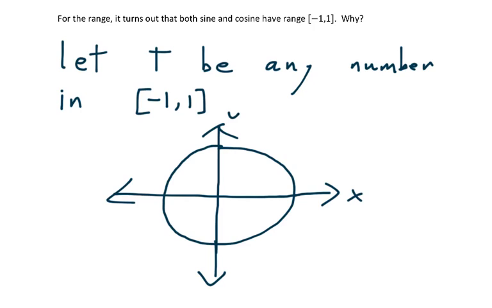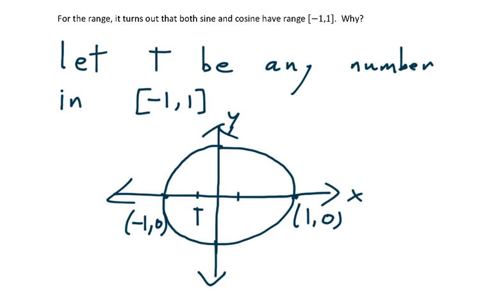Okay, so there's our x-axis, there's the y-axis. Now, since t is in this interval, that tells you t is between negative 1 and 1. This point on the edge here has coordinates 1, 0. This has coordinates negative 1, 0. So t is going to be some number on the x-axis between these two points. For instance, let's say t was over here, just to make it easier.